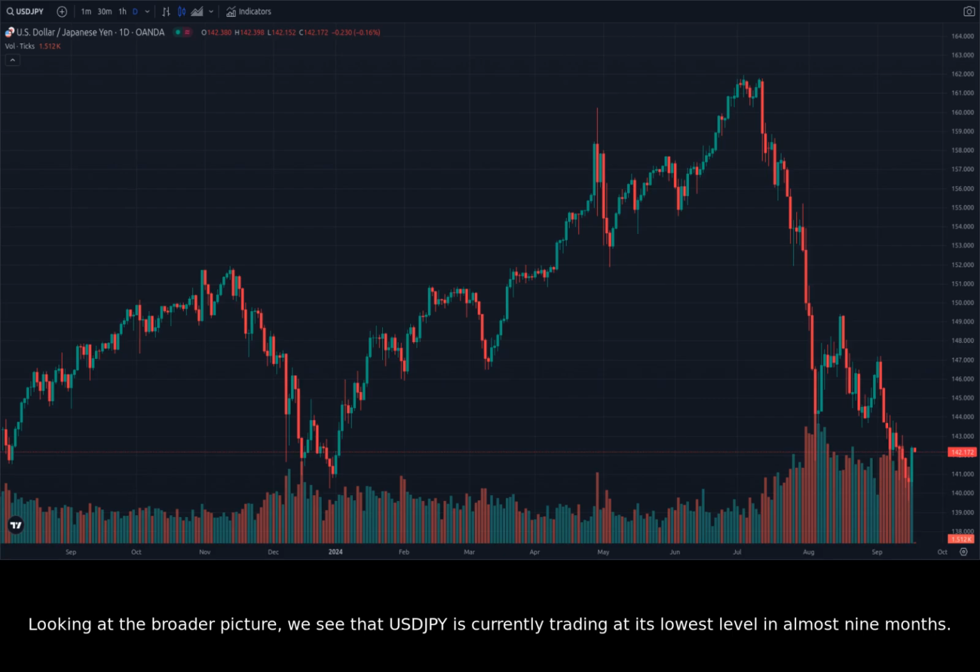Looking at the broader picture, we see that USDJPY is currently trading at its lowest level in almost 9 months. This is a significant move, and it's important to consider the potential for further downside. However, the recent bounce above 142.00 suggests that the bears might be taking a breather. It's crucial to watch the price action closely, especially at the key support level around 140.00. It's important to note that these are just technical observations, and the market is constantly evolving. The news and events affecting the economy can quickly shift the market's direction.